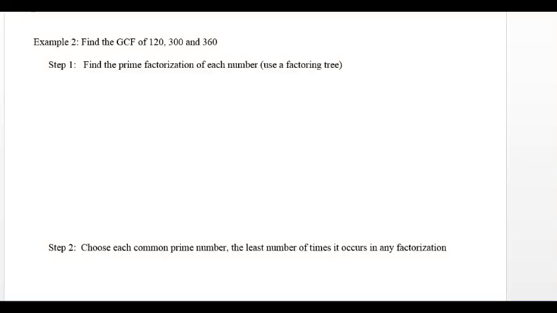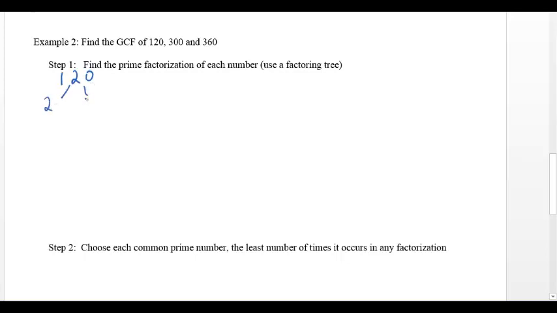Example 2. Find the GCF of 120, 300, and 360. Step 1. Find the prime factorization of each number using a factoring tree. So we'll start with 120, and we'll break that down into prime factorization.